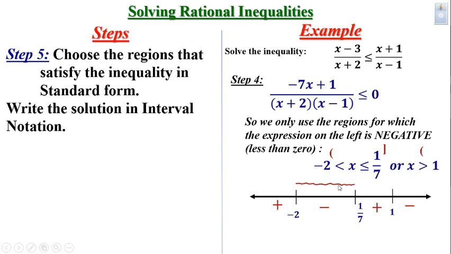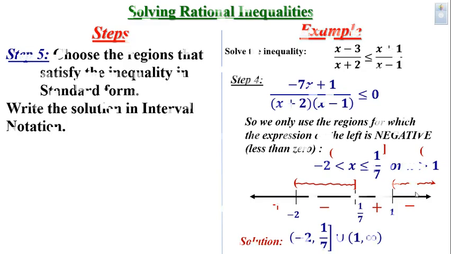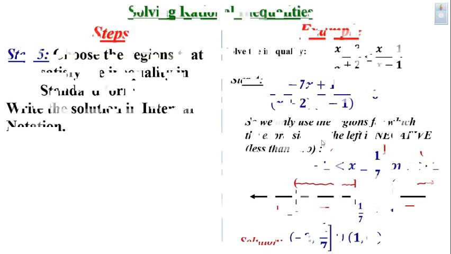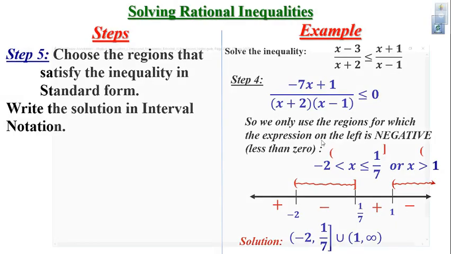So I'm shading between -2 and 1/7, and I'm shading after 1. And I'm going to put a parenthesis at -2, opening in the direction that I shaded, a bracket at 1/7, opening to the direction that I shaded, and parenthesis at 1, opening in the direction that I shaded, opening to the right in this case. And now I can do my interval notation, namely parentheses -2, comma 1/7. Start at -2 with a parenthesis, end at 1/7, union, or start at 1, go on to infinity. And now we can do a few examples.